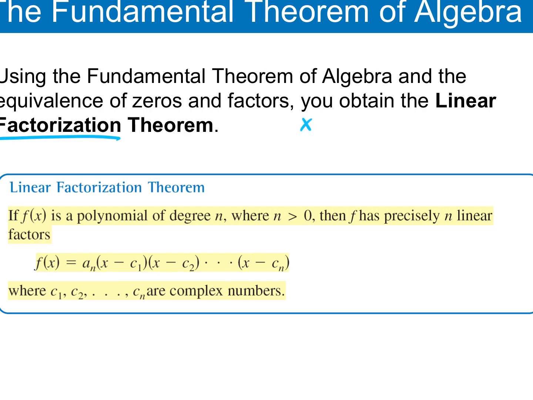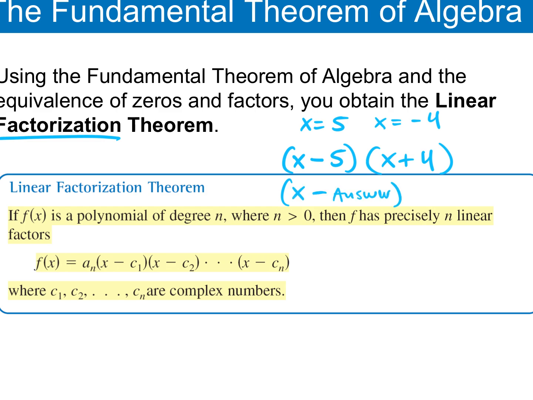So if I had something like x is equal to 5 and x is equal to -4, the linear factorization of it would be x minus whatever number you have for x equals. So x minus 5. And then how would I do the second one? x plus 4 would be minus -4, which would be x plus 4. So it's always x minus the answer. So this would be linear factorization, is writing it in factored form.